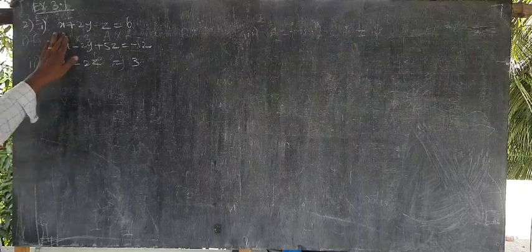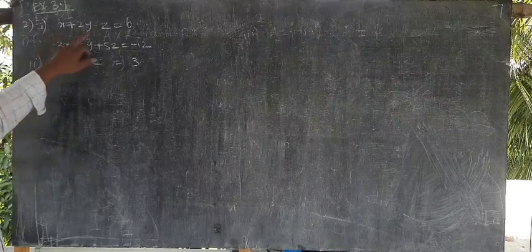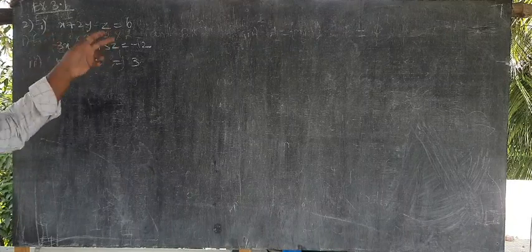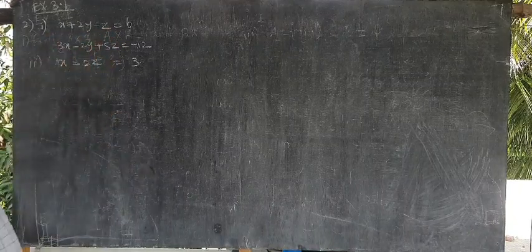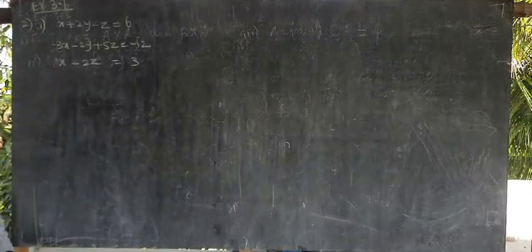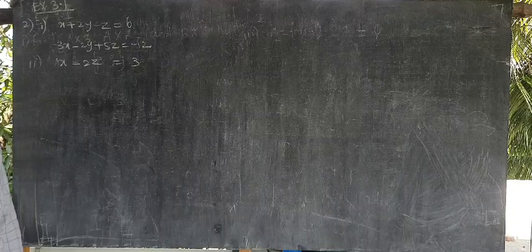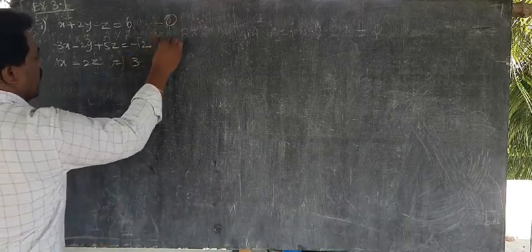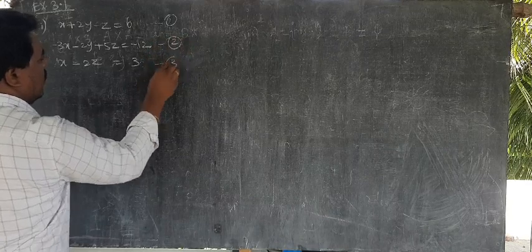So here three variables are given: one is x, another is y, another is z. So we need three equations, but here there is no need to form them; three equations are already given. We need to find only what x is, what y is, what z is, right?